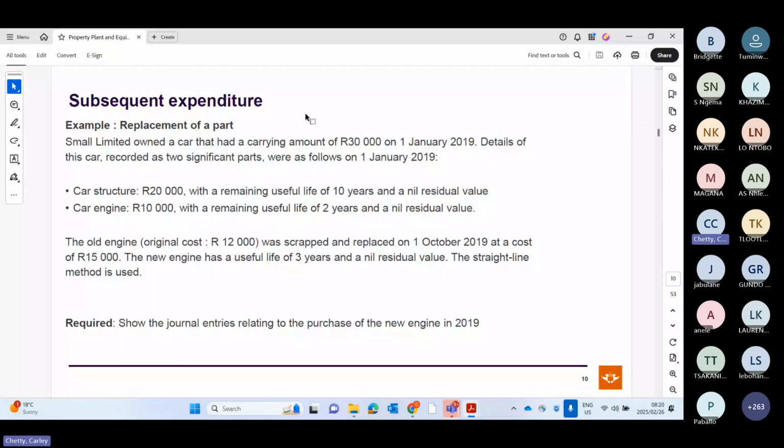So you can see here that each of them has a different useful life, and they are separate parts. They tell you there are two significant parts. The old engine, which originally cost 12,000 Rand, was scrapped and replaced on 1 October 2019 at a cost of 15,000 Rand. The new engine has a useful life of 3 years and a nil residual value. The straight line method is used. We need to show journal entries relating to the purchase of the new engine.